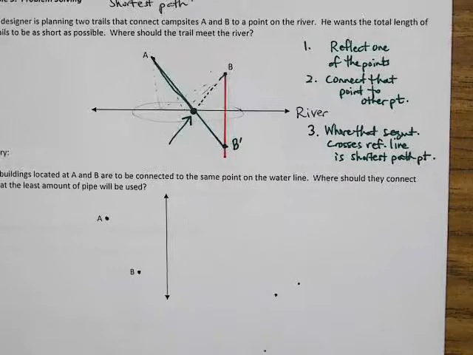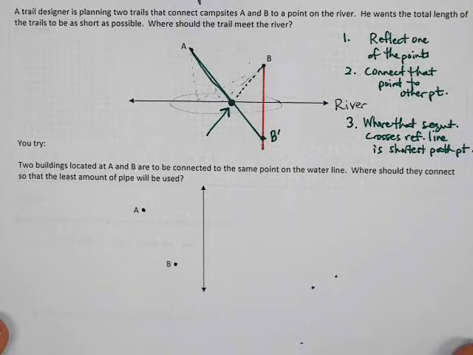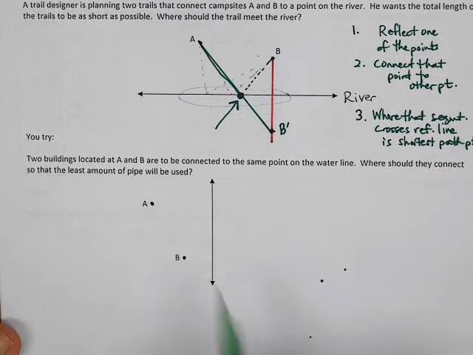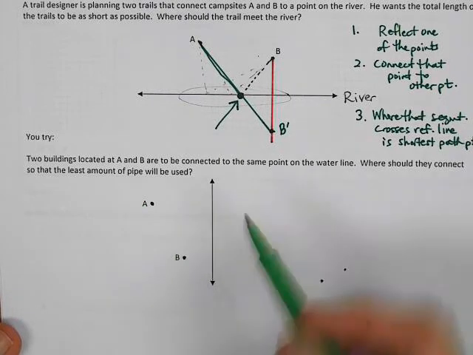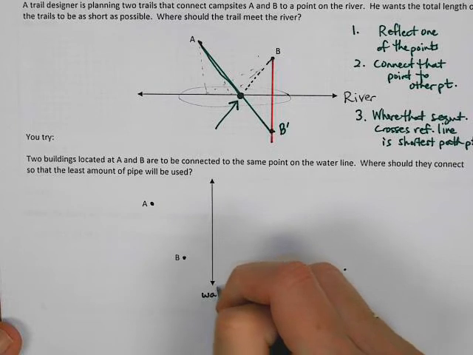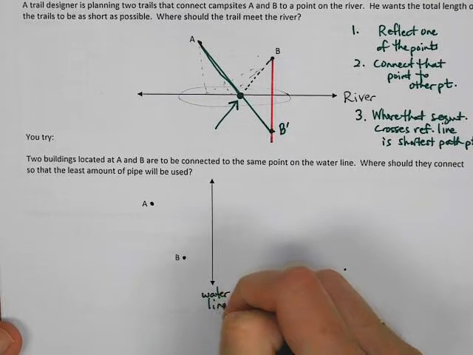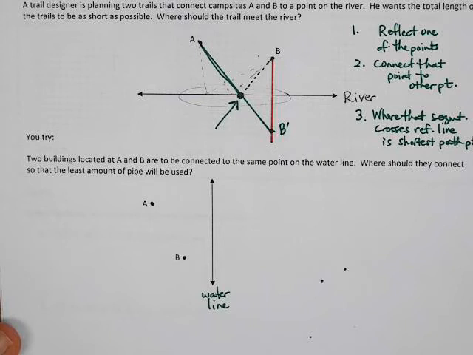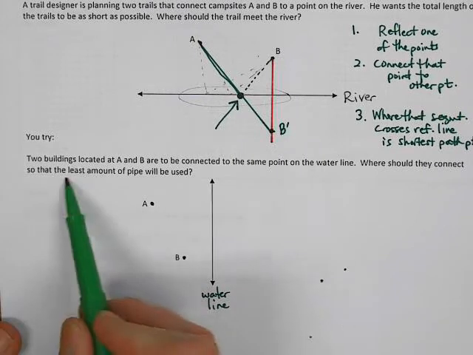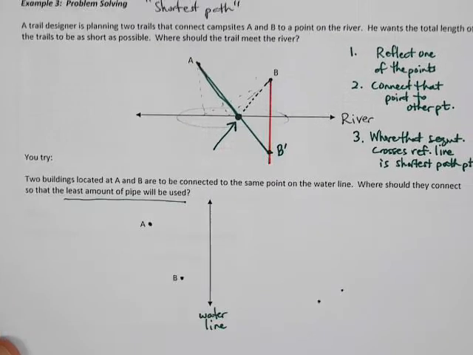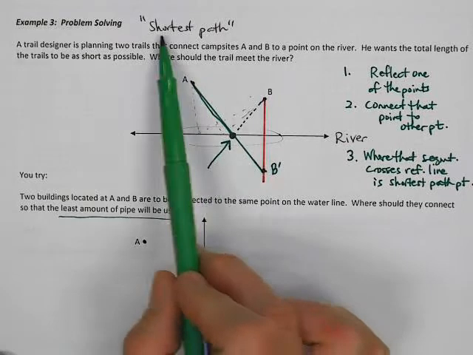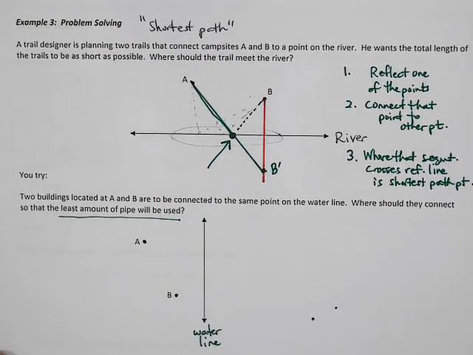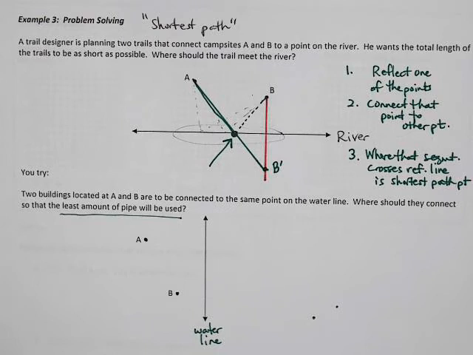So you can see it has a variety of applications. If you look at the one below, we can do this one quickly. Two buildings are located at A and B and are to be connected to the same point on the water line. So this time my reflection line represents the water line. Where should they connect so that the least amount of pipe will be used? So least amount of pipe will be used. Once again, that's this idea of finding a shortest path. So looking at your steps above, the first thing we want to do is reflect one of those points. Doesn't matter which one you do.